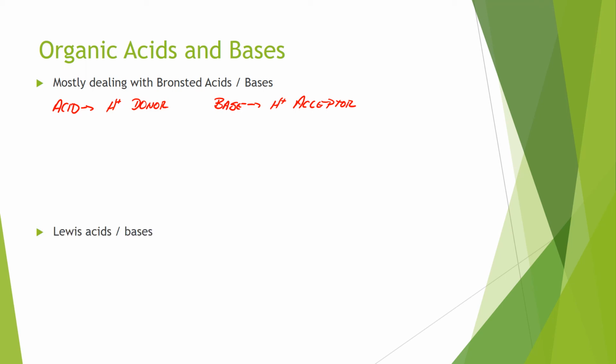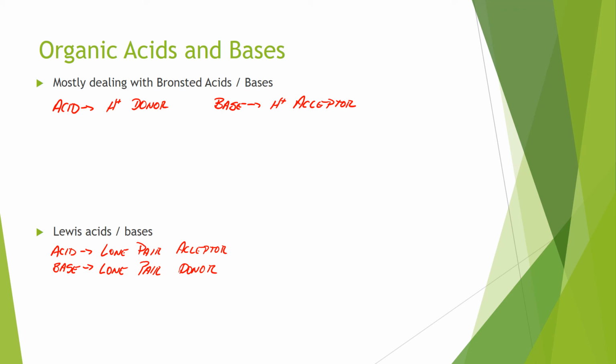The other definition that we might run into is this idea of a Lewis acid and base, where a Lewis acid is a lone pair acceptor, and a base is a lone pair donor. Okay. So Lewis acids and bases are far more prevalent in the second semester of organic chemistry. So you will see a lot of Lewis acid-base chemistry happen there.